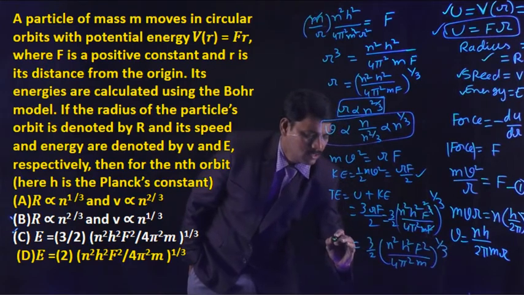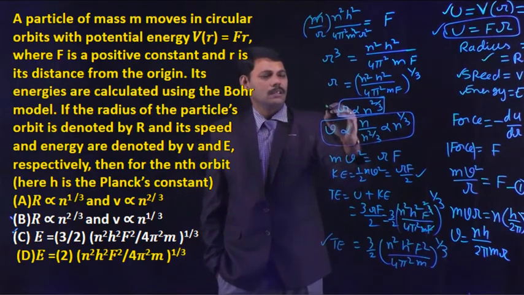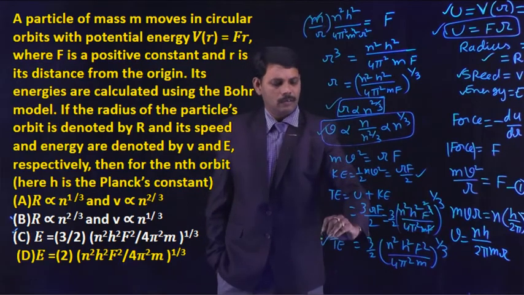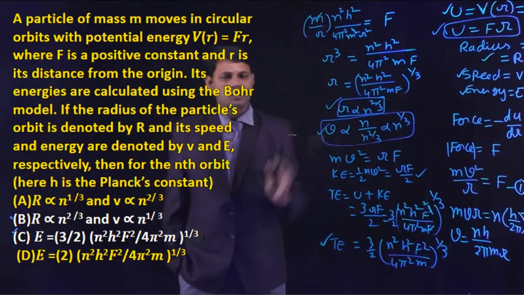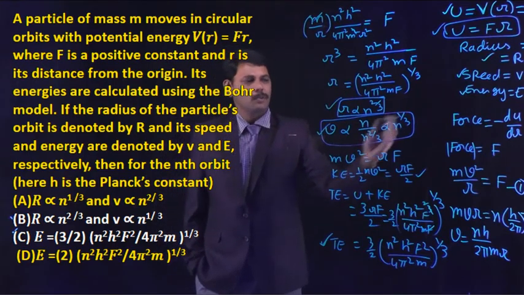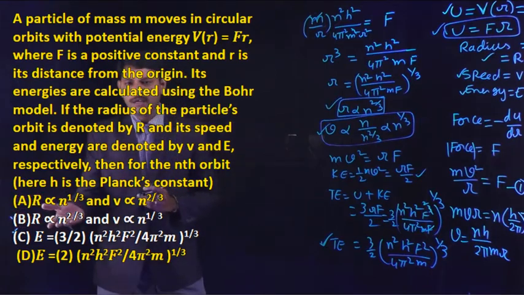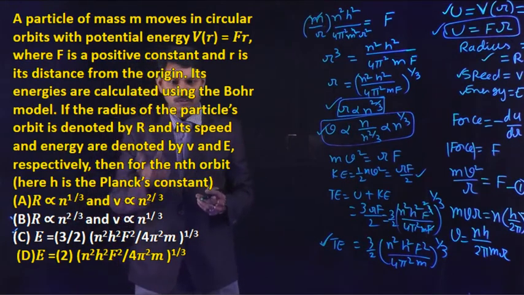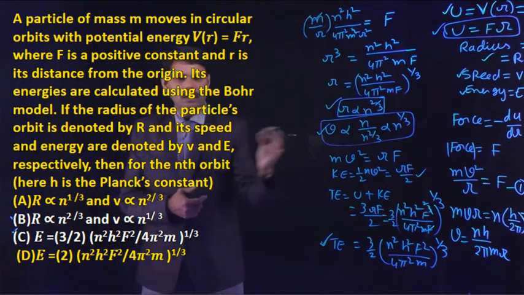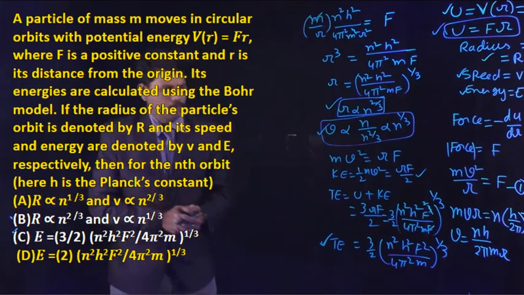These are the results. So here we have these three results, and we have to compare them with the given options to select the correct options. R proportional to n to the power of 2 by 3, V proportional to n power 1 by 3. Students, in option B we have this correct: R proportional to n power 2 by 3 and V proportional to n power 1 by 3. Both are correct in option B.